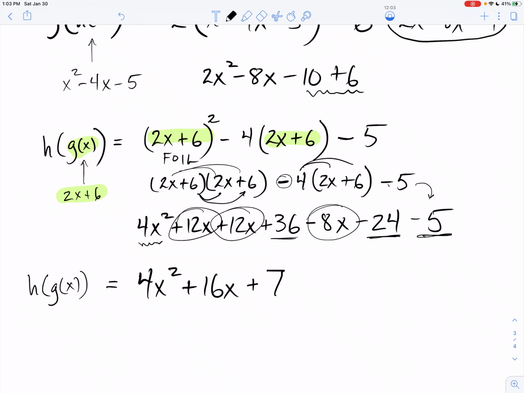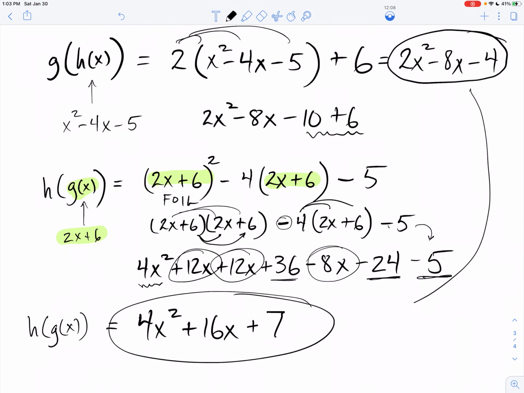Hey, so that one's done. And if you look, h of g of x and g of h of x, they are not the same. They are not. So what we're practicing is something called composite functions. You take one function, you plug it into the other. Just be real careful. And you know what? Write out your steps. If you're trying to do it and avoid writing down work, it's just going to make it harder on you. Just write it out.